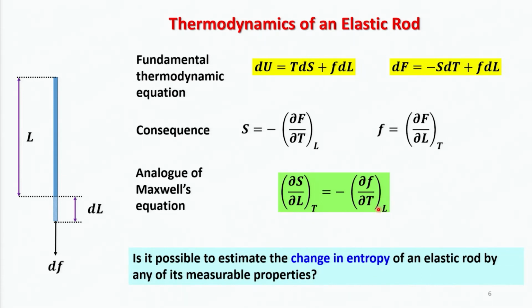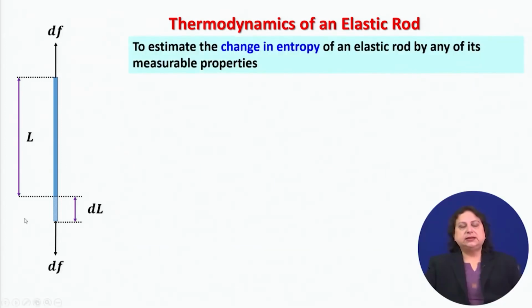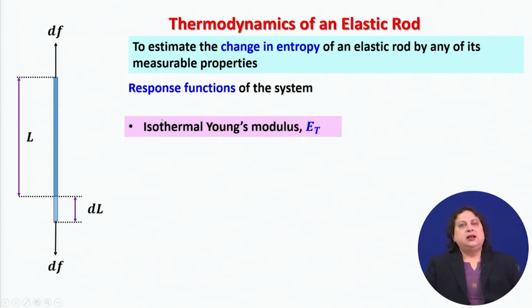Now, obviously, I need to relate this quantity to some measurable property of the elastic rod. The understanding of the properties of elastic rod is well documented in the literature of physics. So, the next task that we are taking up is this: how do we estimate the change in entropy of an elastic rod in terms of any of its measurable properties? So, let us identify some of the response functions of the chosen system. In an elastic rod, the most important response function is what is known as isothermal Young's modulus, and this is represented by this notation E t.